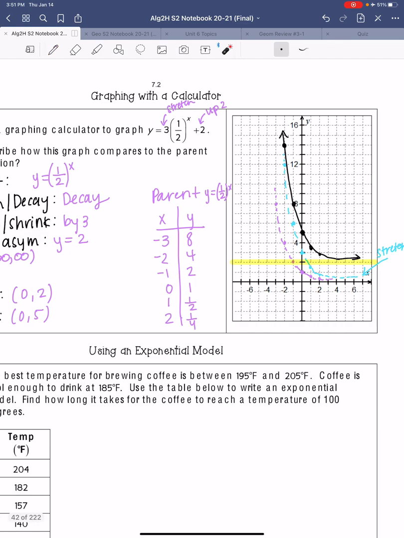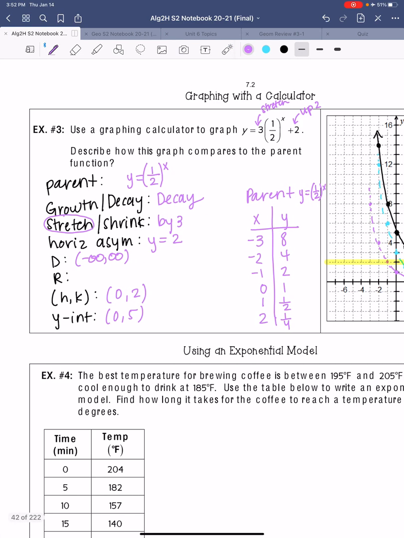Range, we go bottom to top. So start at the bottom, nothing, nothing, nothing, until I get to here. It is approaching y equals 2, but it's never going to touch it. So it's not included. 2 is not included. And then from here, it's going to continue upwards forever. So the range would be from +2 to infinity. Again, we're going to use a parenthesis on 2 because it's never going to actually be 2. It's just going to get really close, but never touches it.